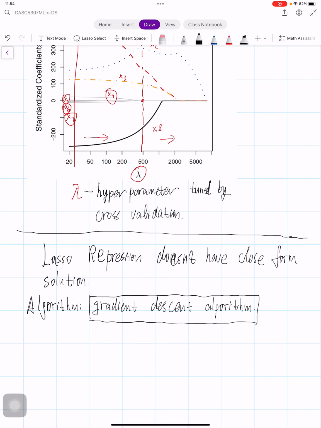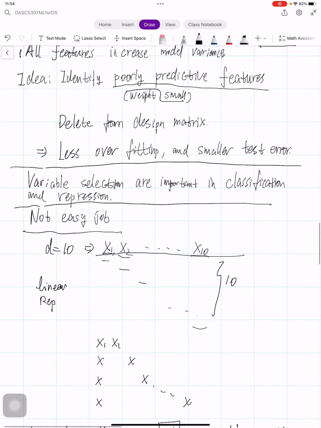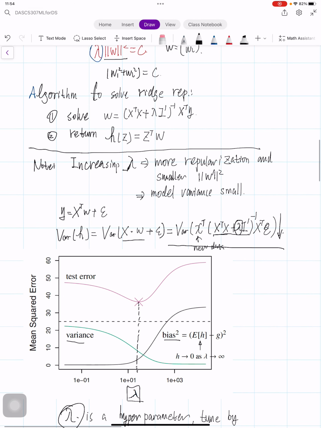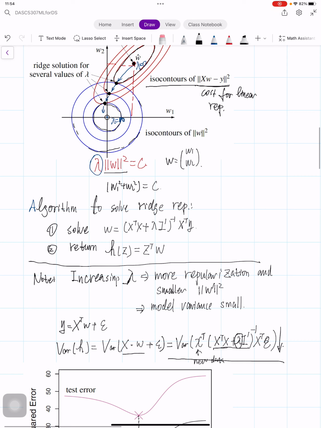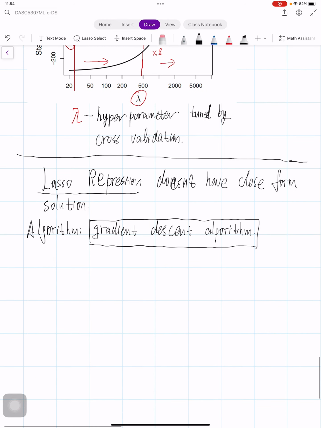So that's one difference between lasso and ridge regression. Remember, for ridge regression we have closed-form solutions. For example, this is the solution for ridge regression. But for lasso regression, we only have numerical solutions. We don't have that clean math formula.